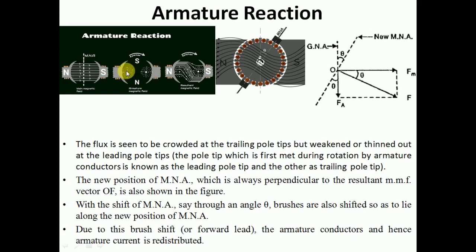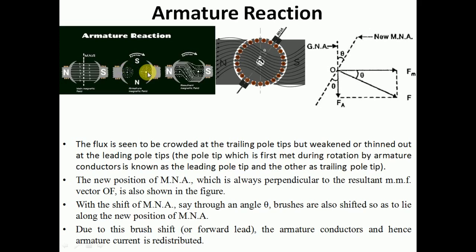So if you are looking at the top side of this conductor, the armature flux over here will be aiding the main flux, whereas if you see the bottom side of this conductor, the armature flux will be opposing the main flux. So definitely there occurs a crowding of the flux lines at the top of this conductor and weakening of the flux lines at the bottom side of this conductor.